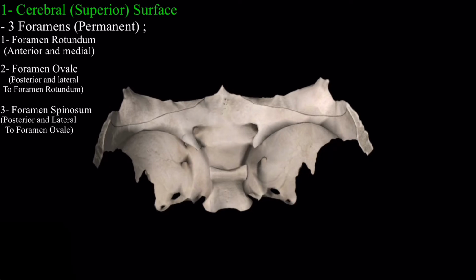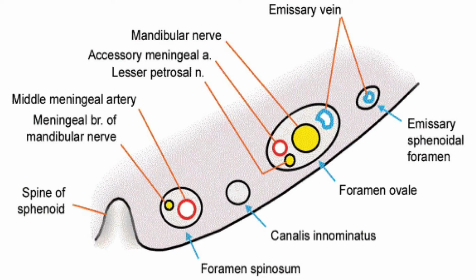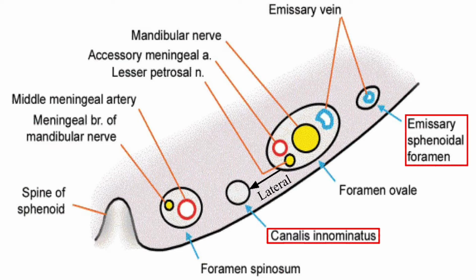Sometimes there are 2 more foramens present on the greater wing of the sphenoid bone, and these are the canalis innominatus and the foramen of Vesalius, the inconstant sphenoidal foramen. Canalis innominatus, if present, is on the lateral side of the foramen ovale. The inconstant sphenoidal foramen, if present, is on the medial aspect of the foramen ovale.